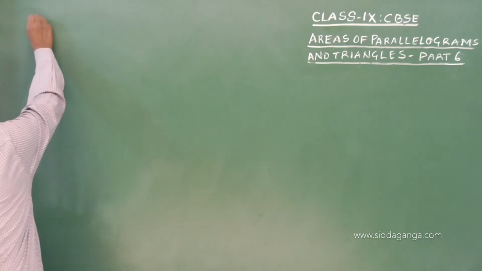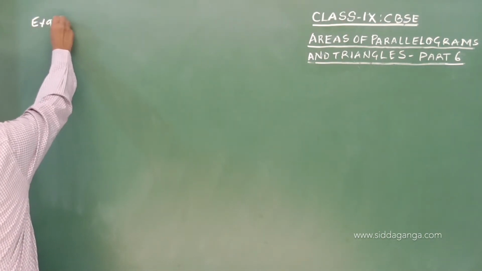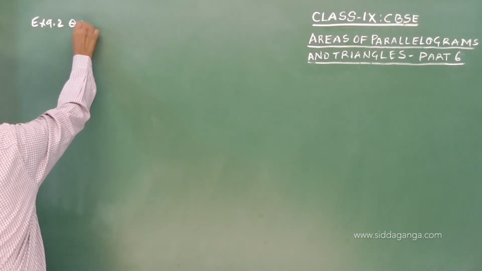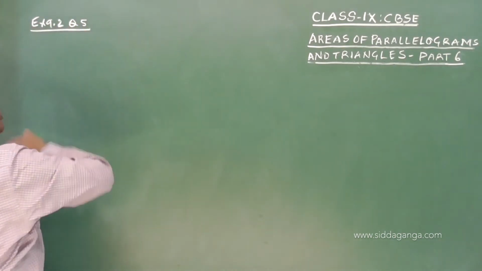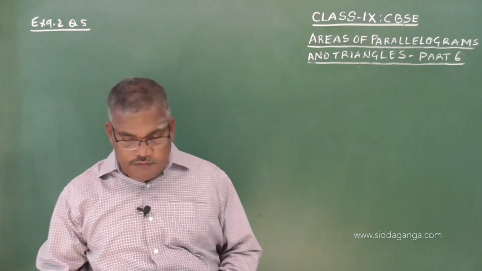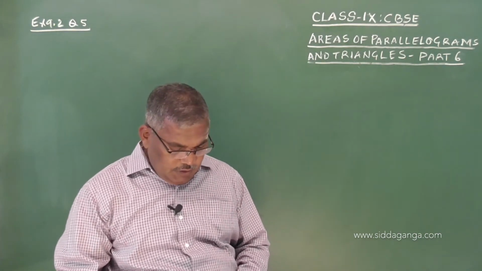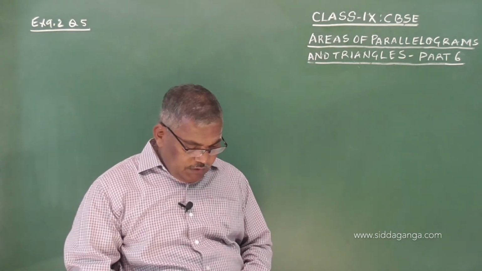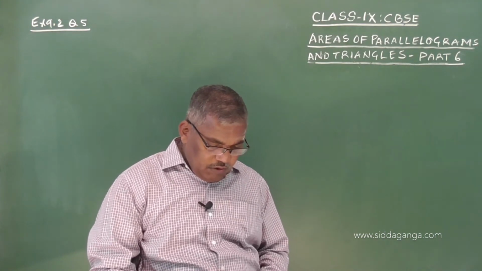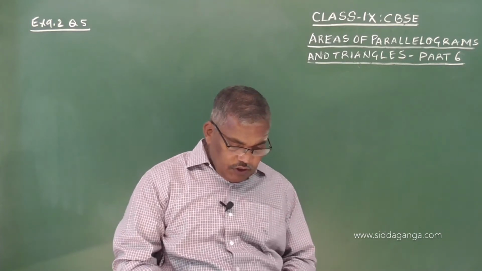So exercise 9.2 question number 5. Please open your textbook, page 159. In figure, PQRS, ABRS are parallelograms and X is any point on side BR. Show that.